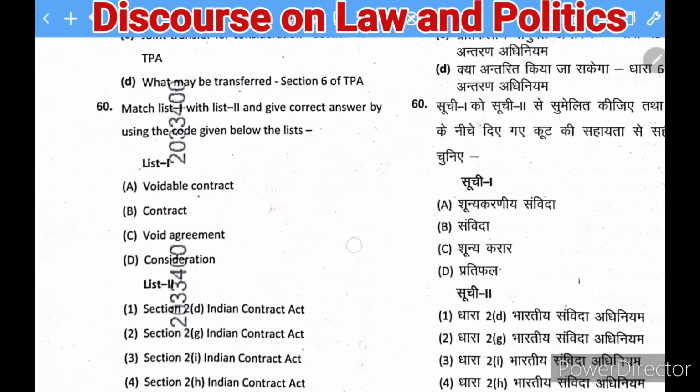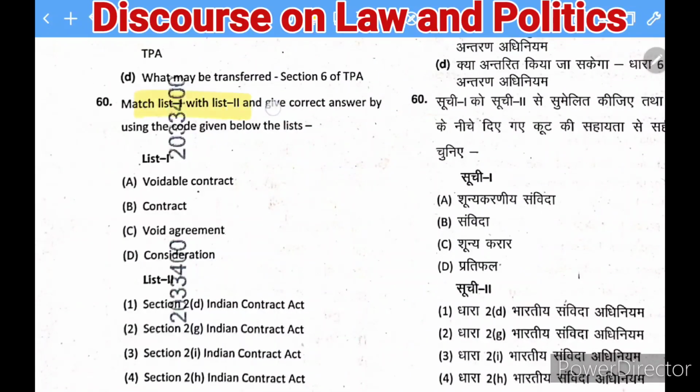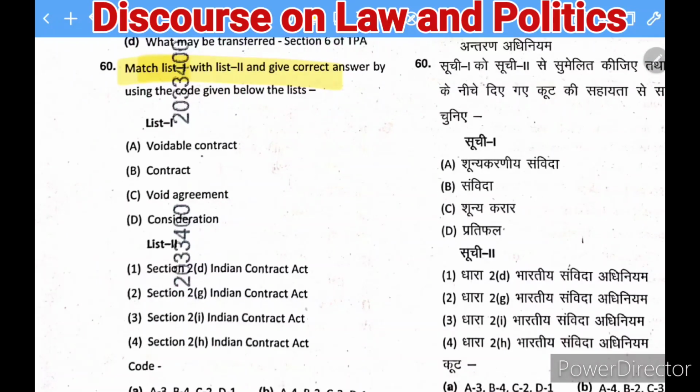Now next question is here. Again, it is from the matching of the list. They had asked so many questions like this in this UPPCSJ. So let's see. Again it is about the matching of the list here. List 1 is as usual the provisions. List 2 has the sections, and they are all from where? From the Indian Contract Act. So let's start one by one matching here. All these provisions are from the interpretation clause of the Indian Contract Act. So let's start one by one.